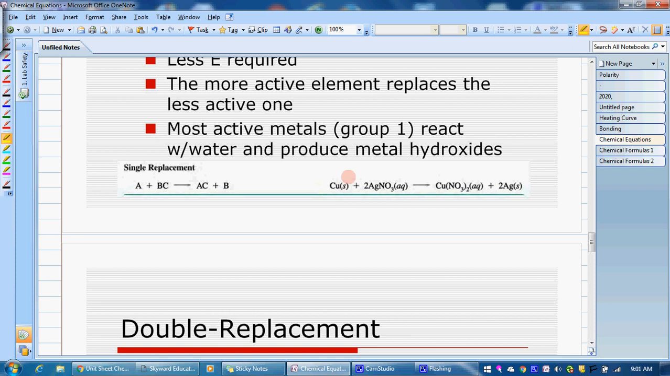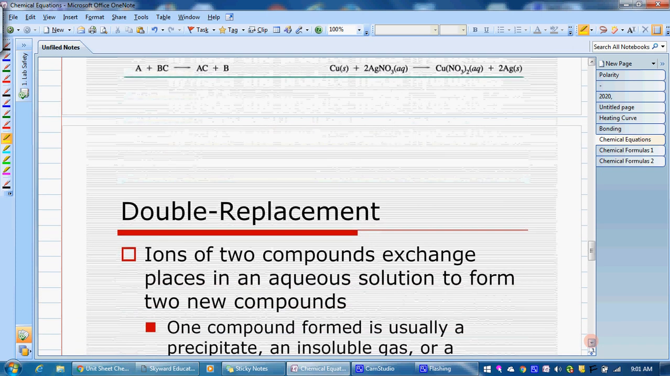And again, an example here, you've got a metal that's by itself as an element. You've got a compound here, and the 2 metals switch spots with each other. That's telling you that copper is more reactive than silver is.